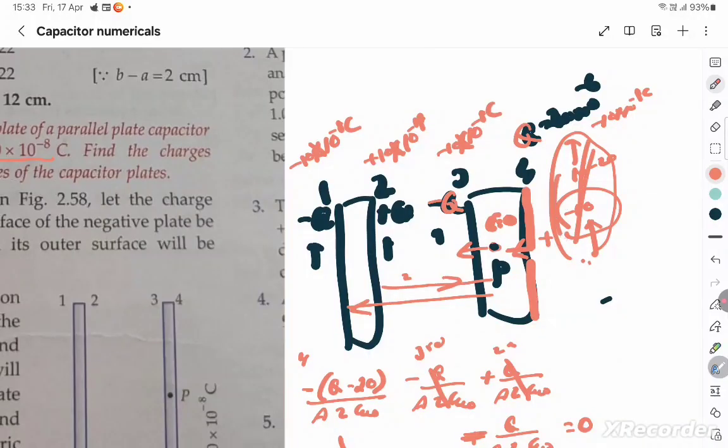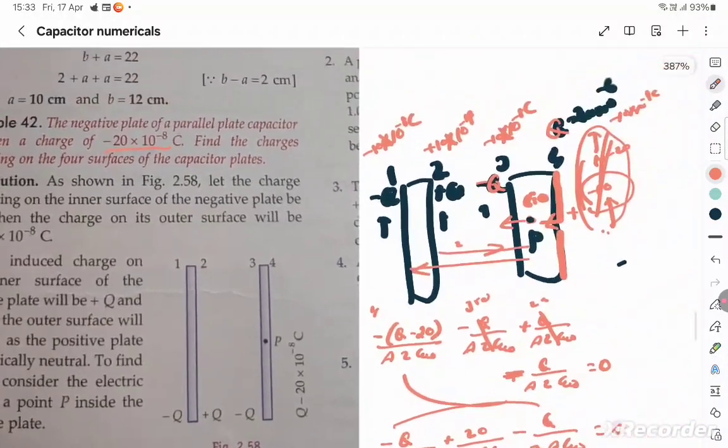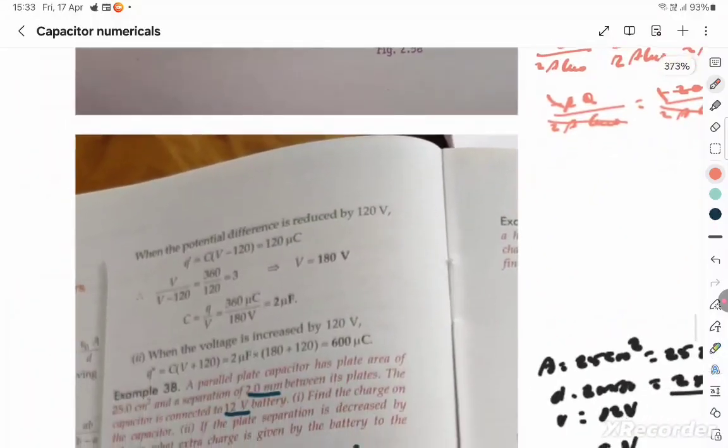I hope you're clear. It's a very beautiful sum where you're taking some point within the plate to be 0 electric field, and just based on that you're assuming it as minus q, and then therefore this is plus q and this is minus q, and therefore on the last end it has got to be q minus 20 into 10 to the power minus 6 into 10 to the power minus 8 in order to make it minus 20 into 10 to the power minus 8. Okay, so that's about this. If you don't understand, you can ask me in the class.